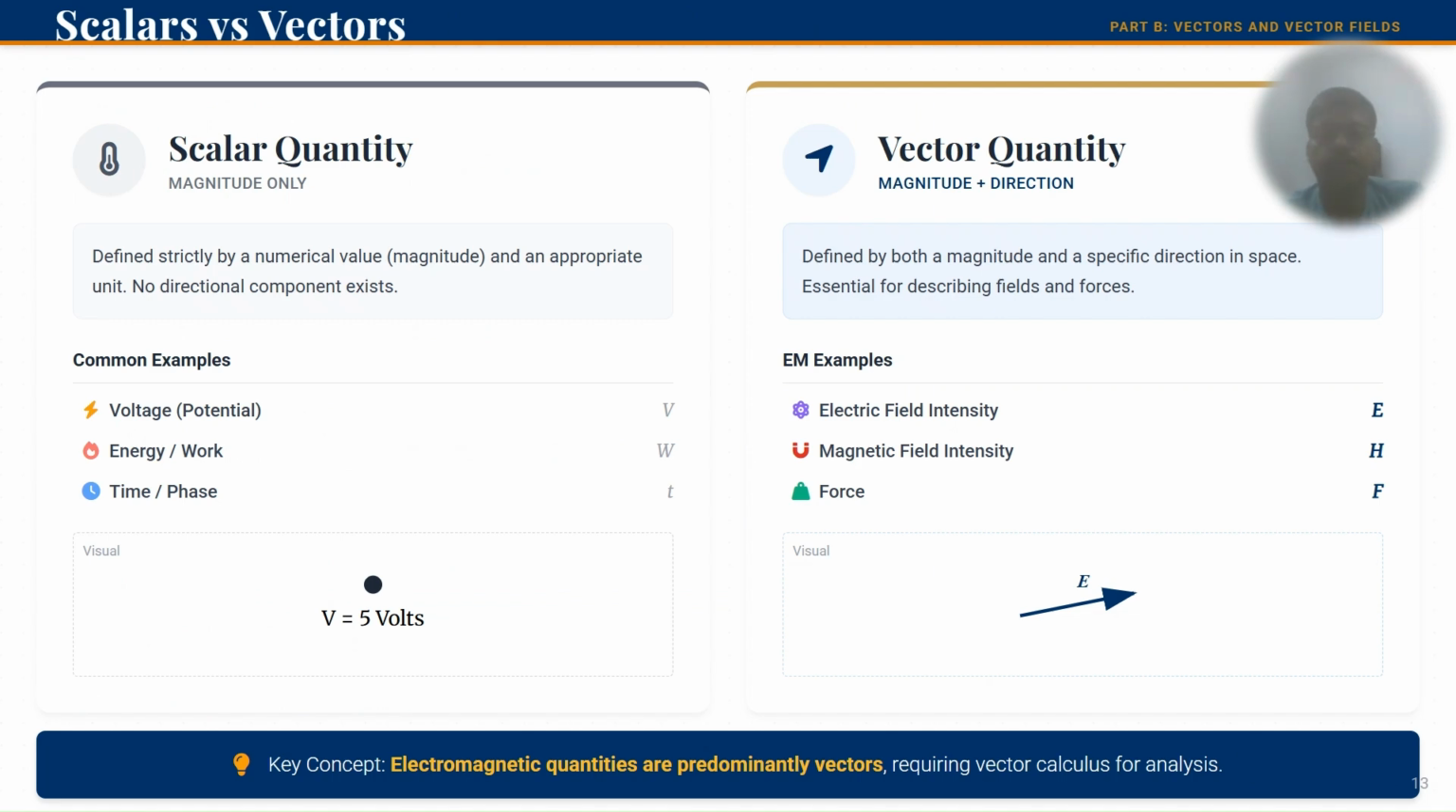So first we need to differentiate between scalars and vectors. As we already know, a vector has direction, but a scalar has magnitude only, and a vector is magnitude plus direction. Examples of scalar quantities are voltage, energy, and time. But vector quantities, in this particular subject, are electric field intensity, magnetic field intensity, and sometimes force and acceleration. These are all vector quantities.